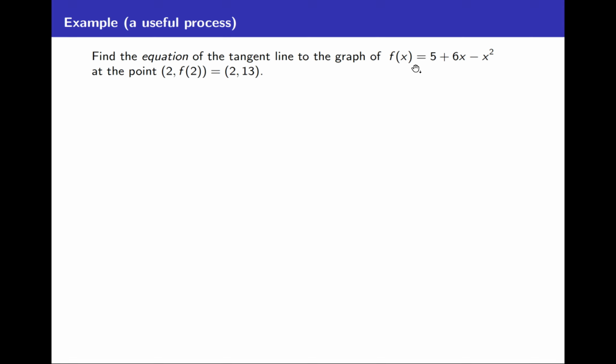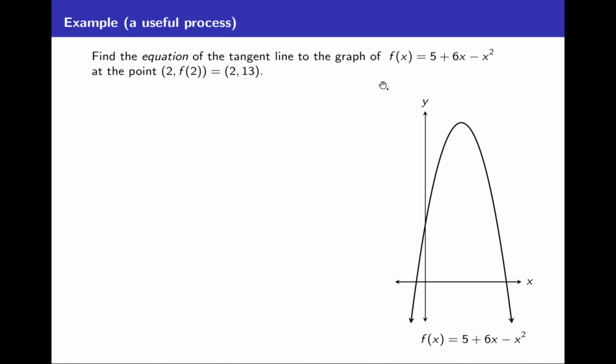So let's think about how we would solve this. Well, first of all, think of the graph of our function f of x. If you graphed it carefully, it would look something like this. It's a parabola that opens down because you have the negative x squared term. And if you plug in 2 to this function, you get f of 2 is 5 plus 6 times 2 minus 2 squared. That's 13.